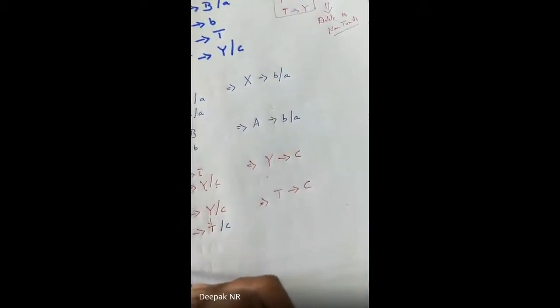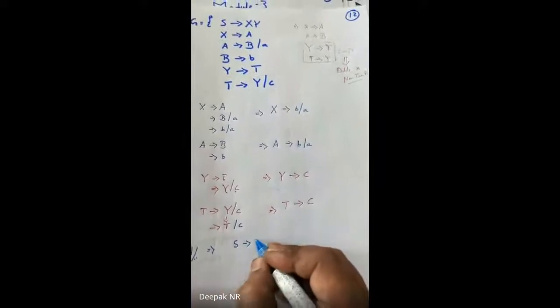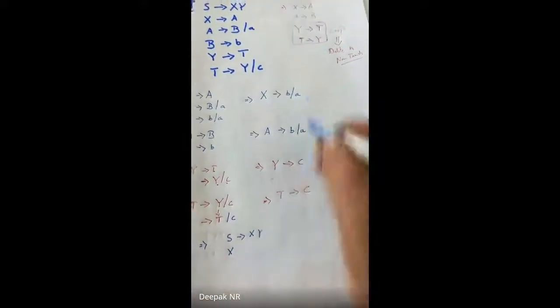Is that clear, guys? So now I'll write a solution for this. Now I'll write a last solution after removing this. Okay, now I rewrite everything in a proper way. The first one is S tends to XY, that remains same, and the value of X I've changed.